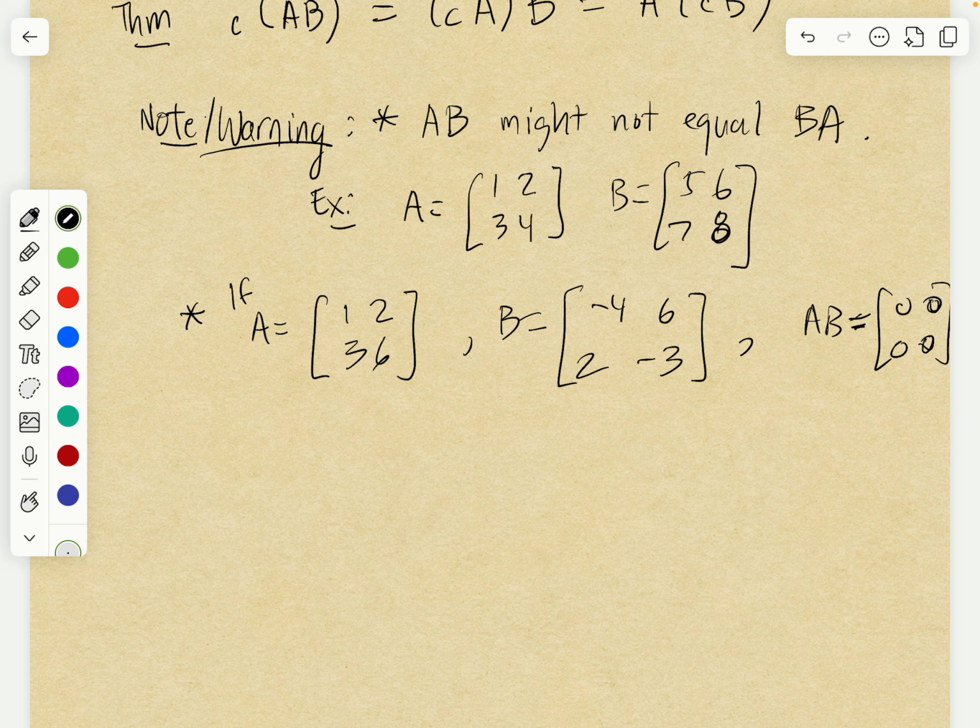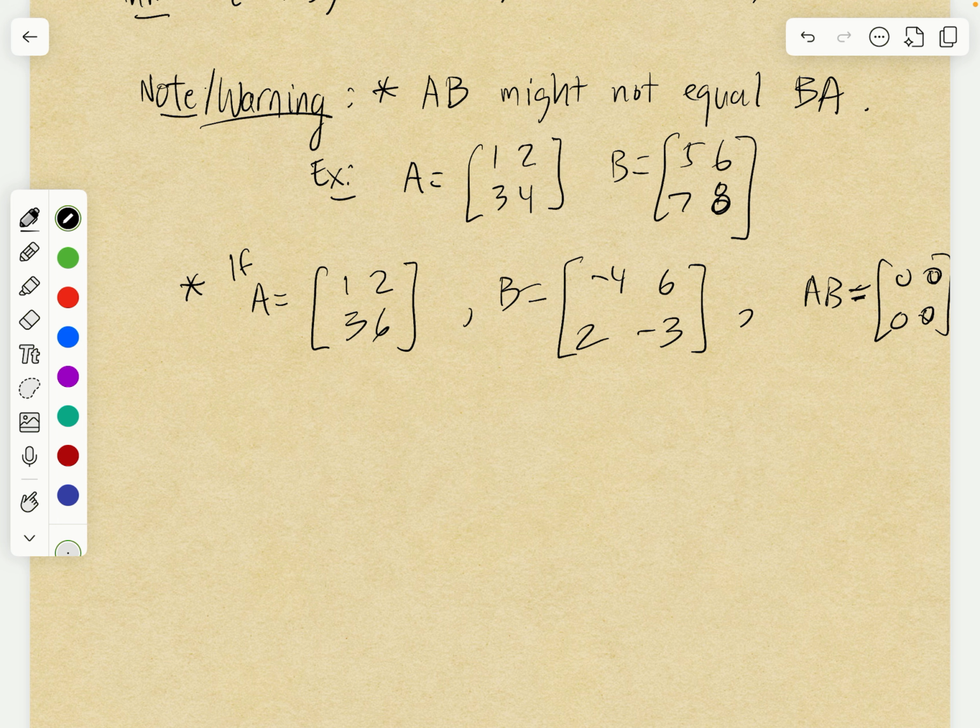So you do have to be a bit careful with certain matrices. We'll talk about invertible matrices. If you only work with invertible matrices, this isn't an issue. But just in general, it is an issue.